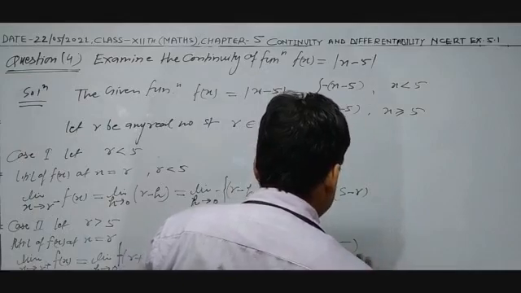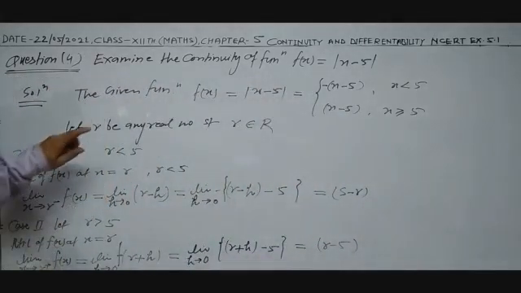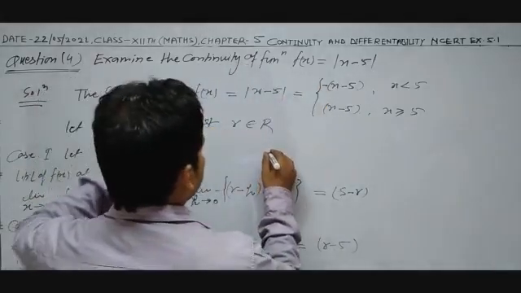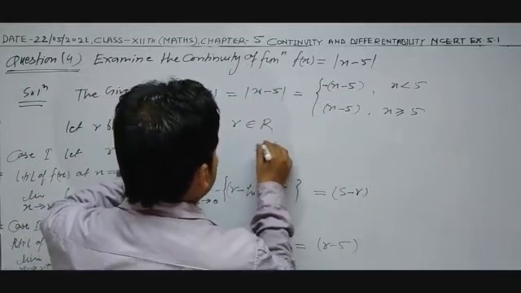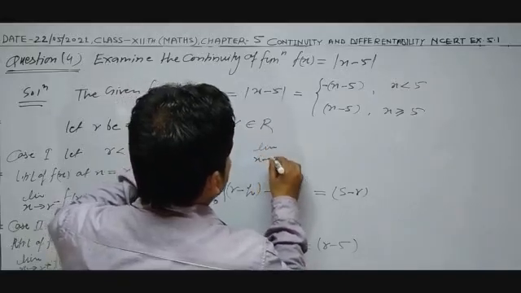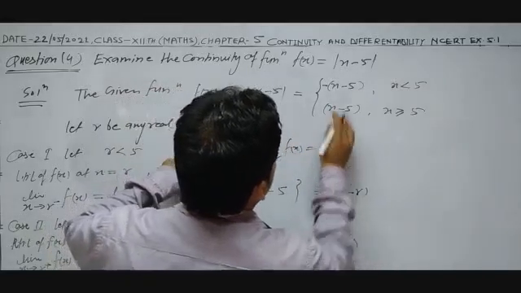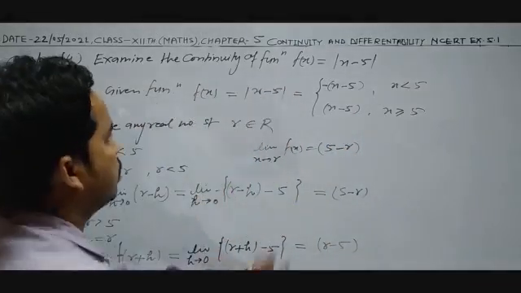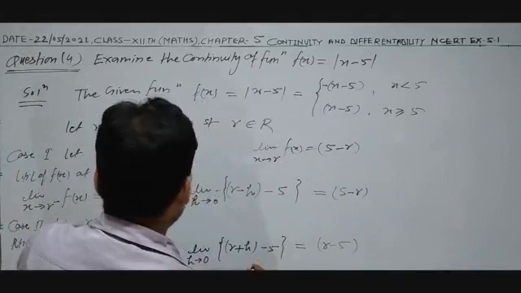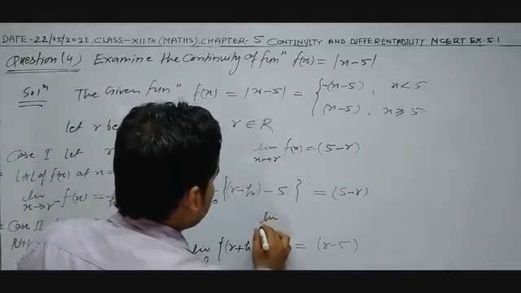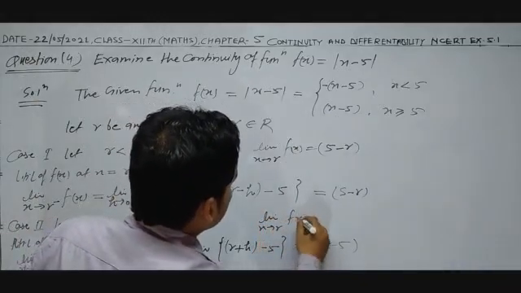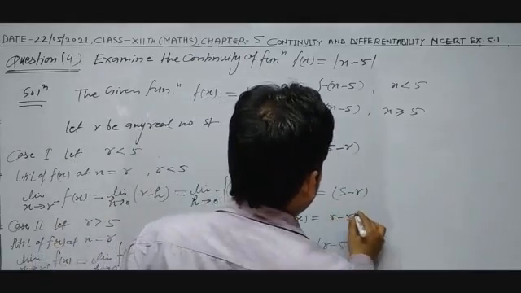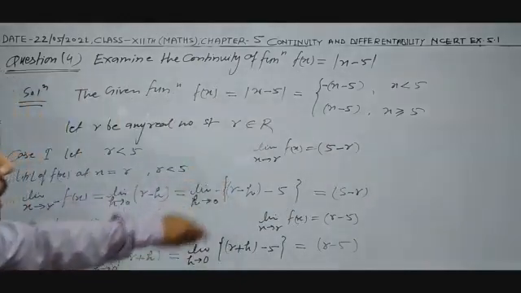Result you will get r minus 5. So for this function, if you will find out the limit as x tends to r of f(x), that will be 5 minus r. And for this function, when you will find out the limit as x tends to r of f(x), the result you will get is r minus 5.